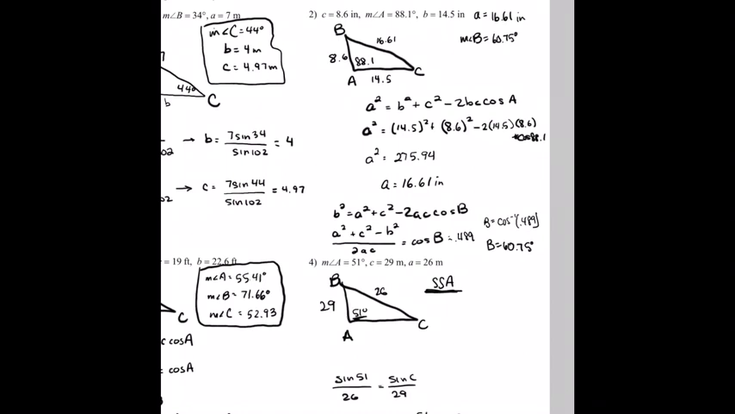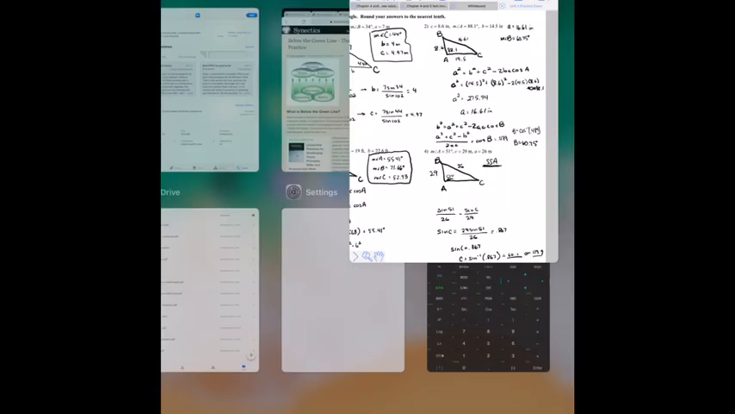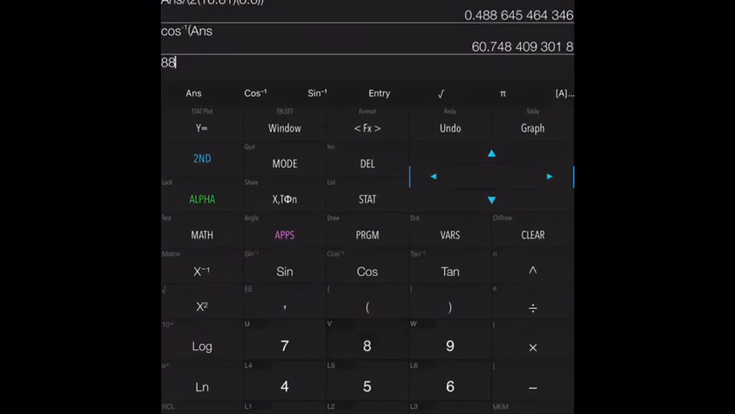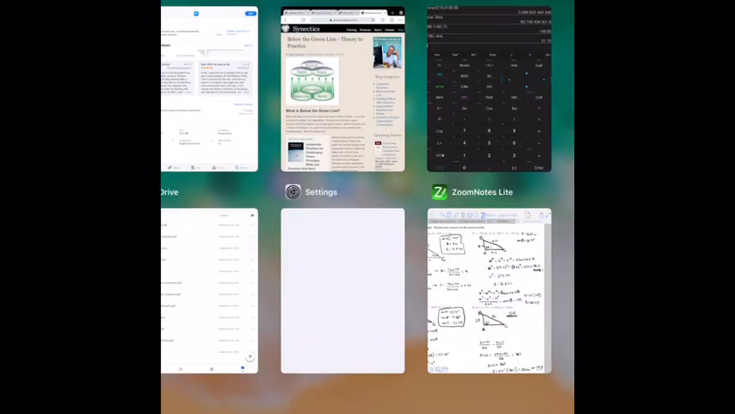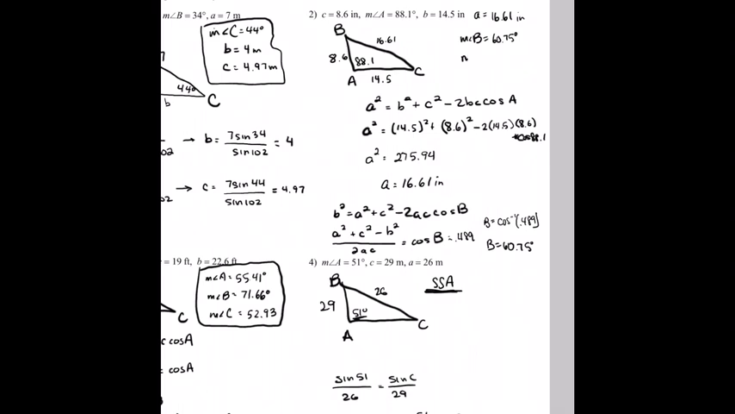And then since we know two of the angle measures already, we can add those two. So we have 88.1 and 60.75, and we can subtract that from 180. So 31.15 for measure of angle C.